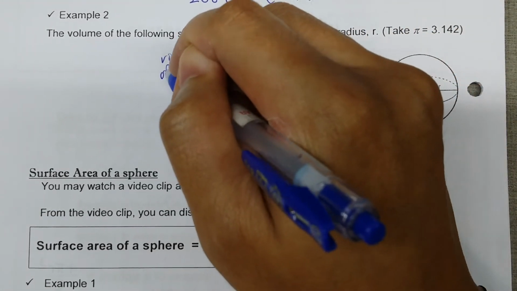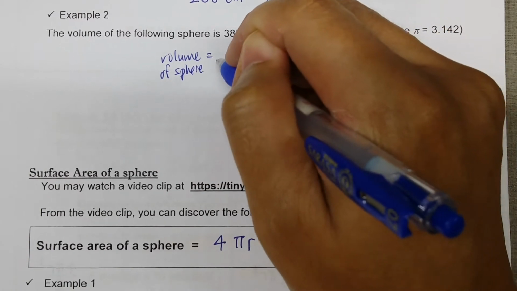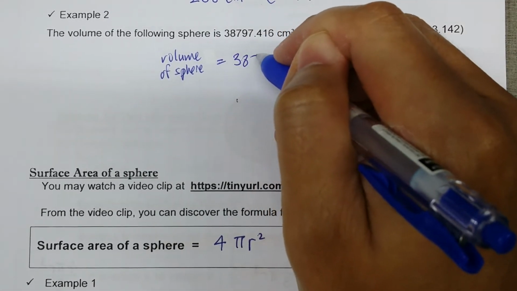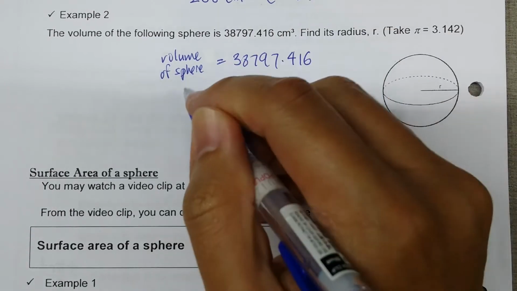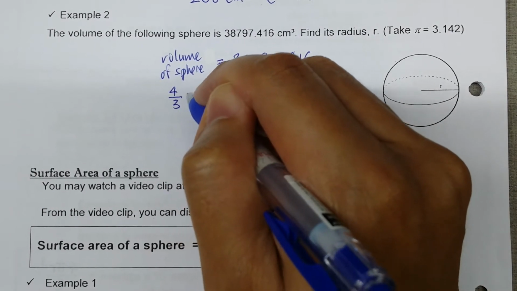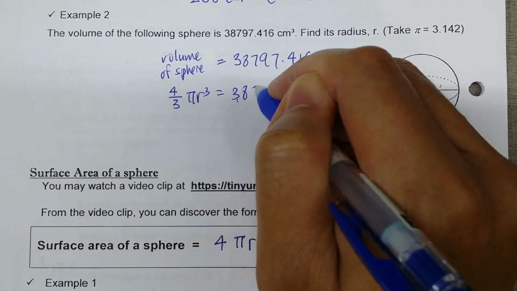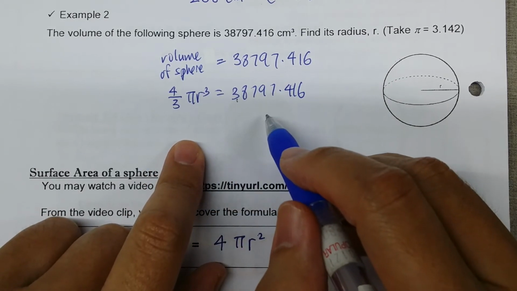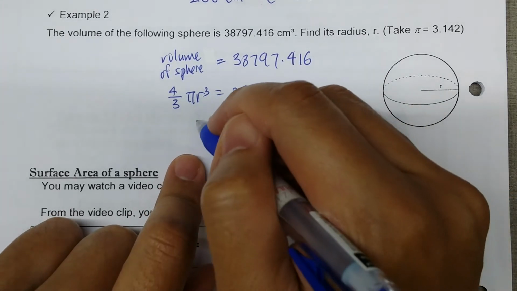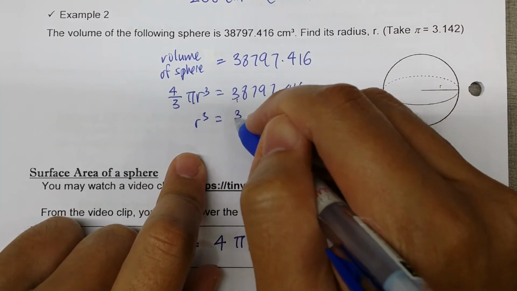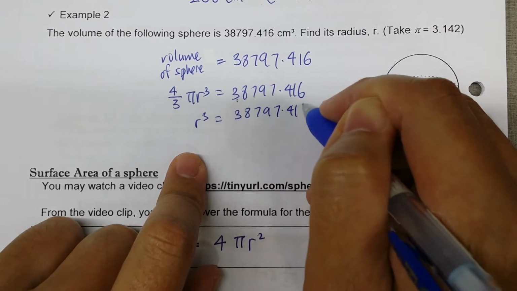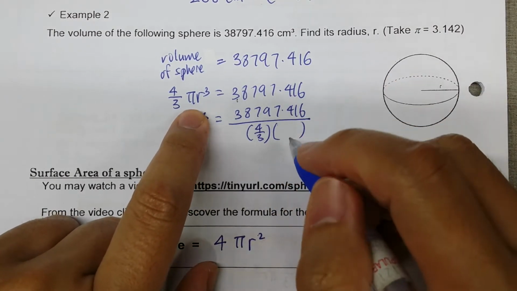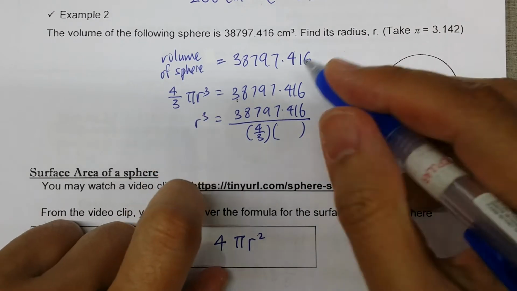So volume of sphere equals to 3879.7416. Replace the volume of sphere with the formula 4 over 3 pi r cubed equals to 3879.7416. Now 4 over 3 and pi, throw it over to the other side. So r cubed equals 3879.7416 divided by 4 over 3, divided by pi. In this case, the question also says pi is 3.142.